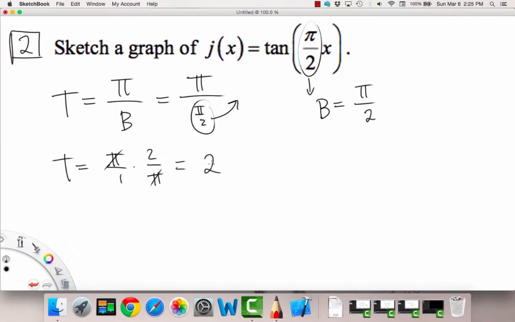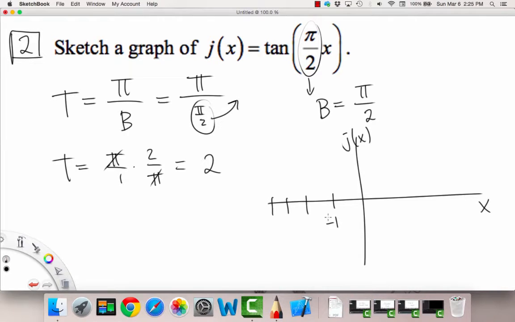Like I said, we aren't shifting our tangent graph anywhere, and our amplitude isn't changing either. So one of the cycles is going to be centered around 0, 0. Let's say here's x and here is j of x. Let me label accordingly. Here's -3, -2, -1, and 1, 2, 3.